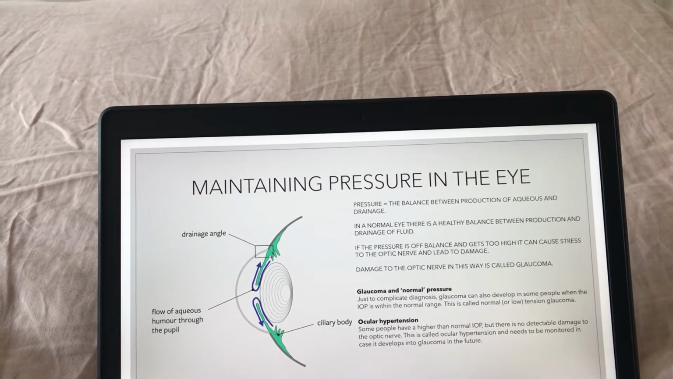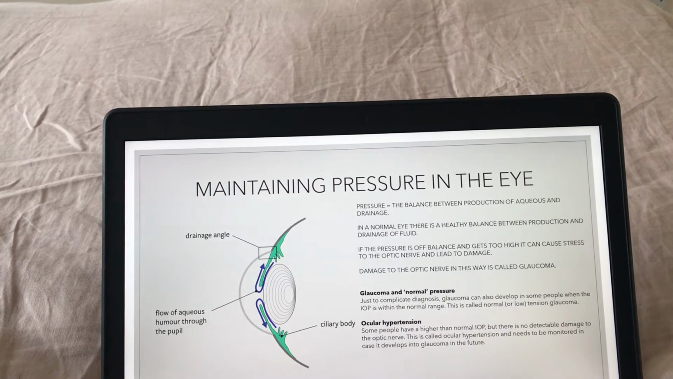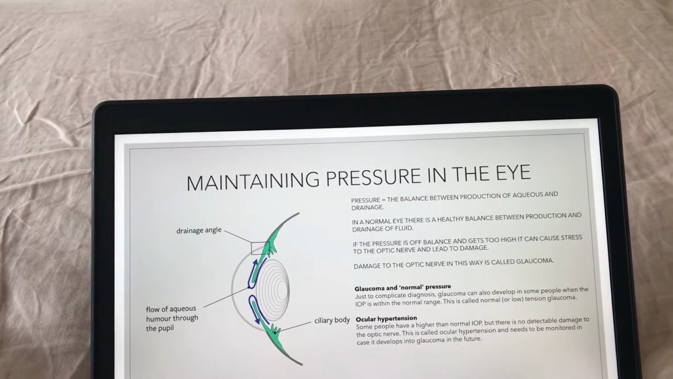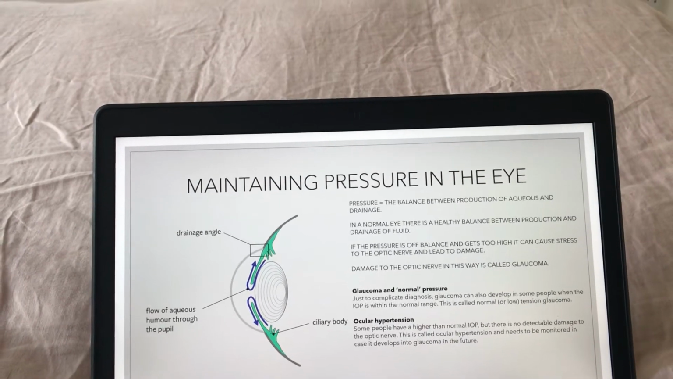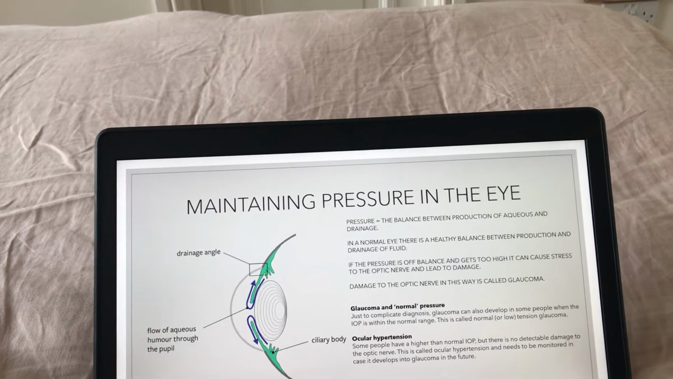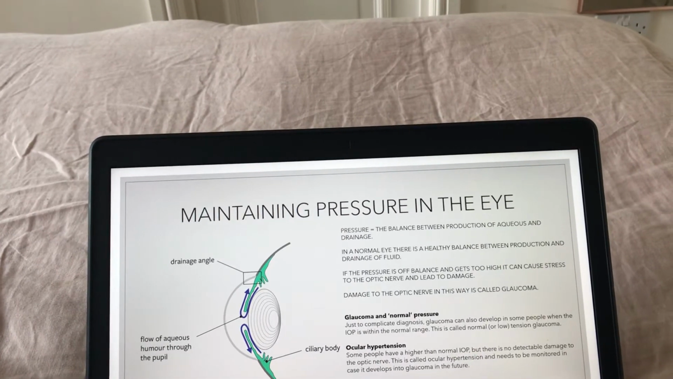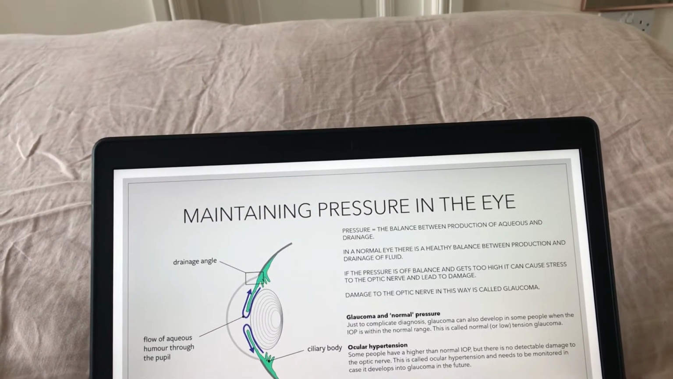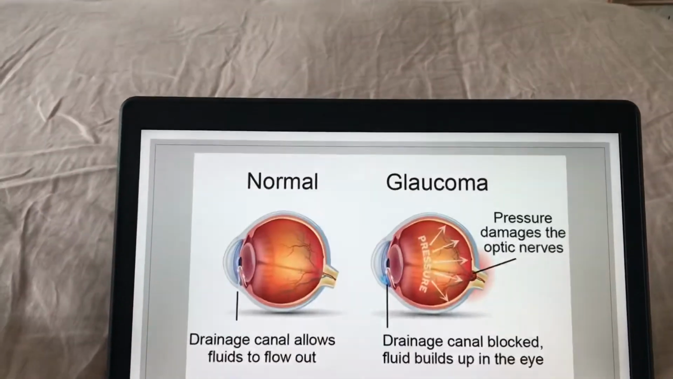The pressure rise is usually due to the flow of fluid out of the eye being restricted. A certain level of pressure is needed for the eye to keep its shape, but if it gets too high, it can cause stress to the optic nerve, leading to damage. Damage caused in this way is diagnosed as glaucoma.